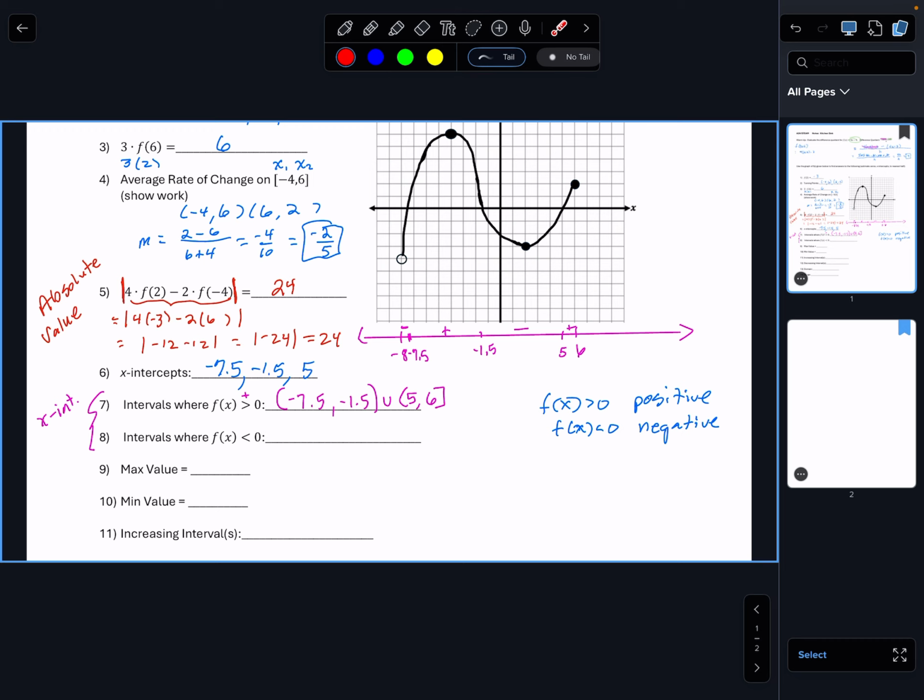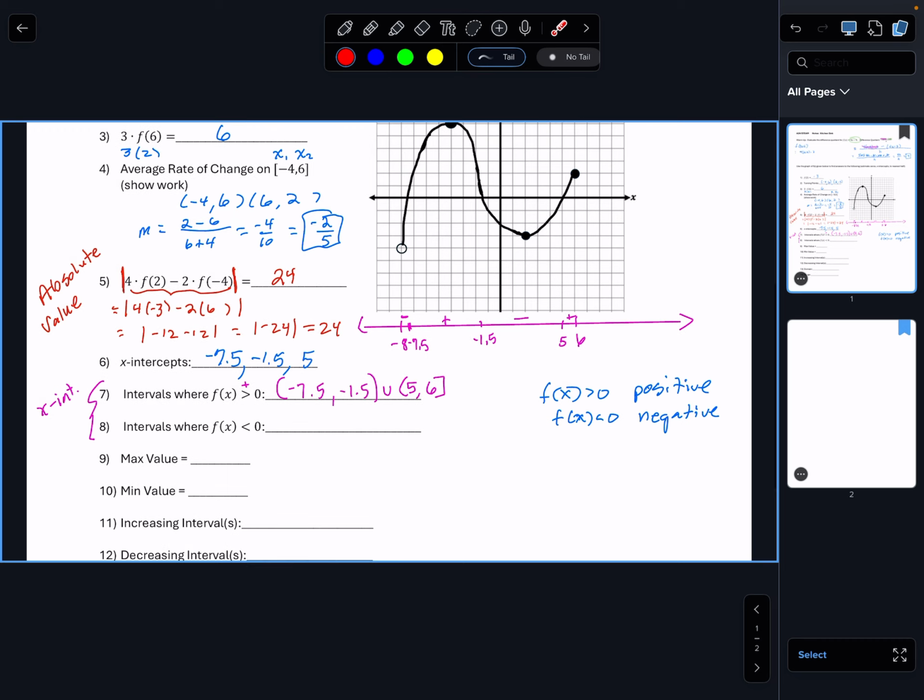All right, so the intervals where it's negative are going to be parentheses, negative 8 to negative 7.5. They are both parentheses because at negative 8, the point doesn't exist. It's not a value in the domain, so we can't include it. And then union, negative 1.5 to 2.5. And those are both x-intercepts. We can't include those for positive or negative intervals.